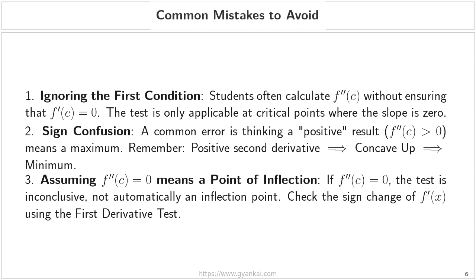Finally, do not assume that if the second derivative of f at c equals 0, the point is automatically a point of inflection. In such a case, the second derivative test is simply inconclusive. It does not provide a definitive answer. To determine the nature of the point when this happens, you must revert to the first derivative test that we discussed at the start of this lesson. Keep these points in mind as we move to our final summary.